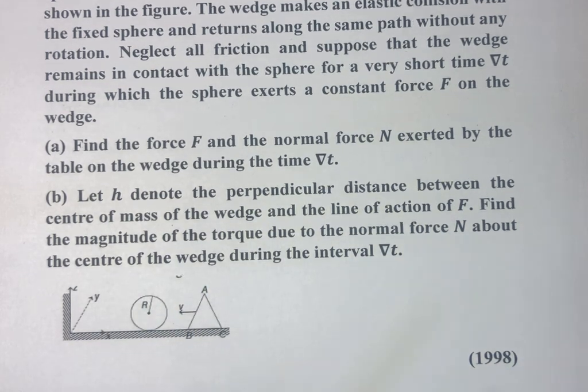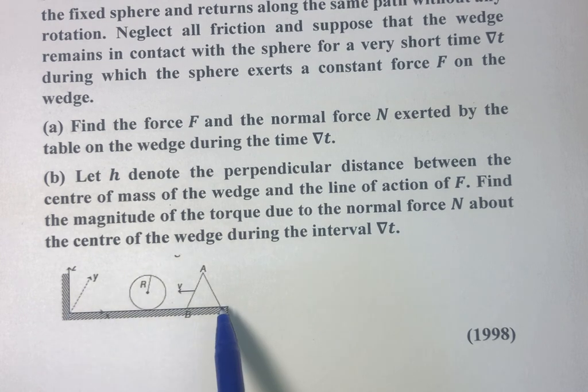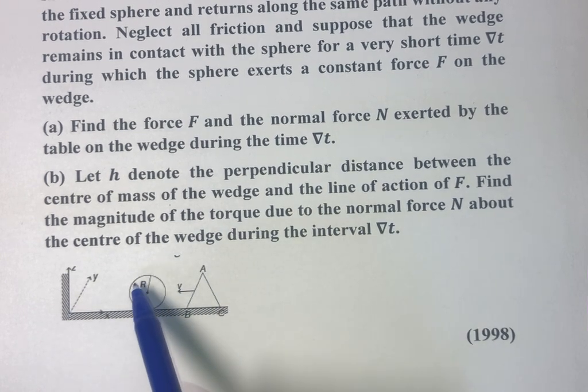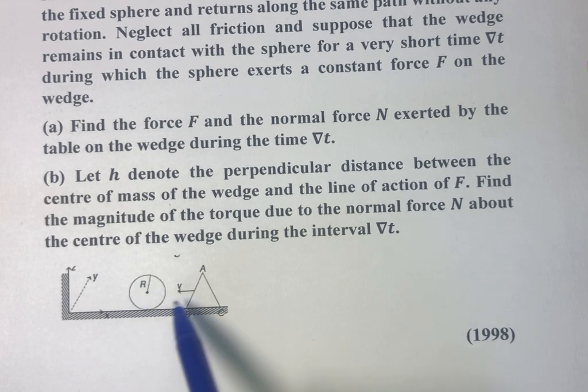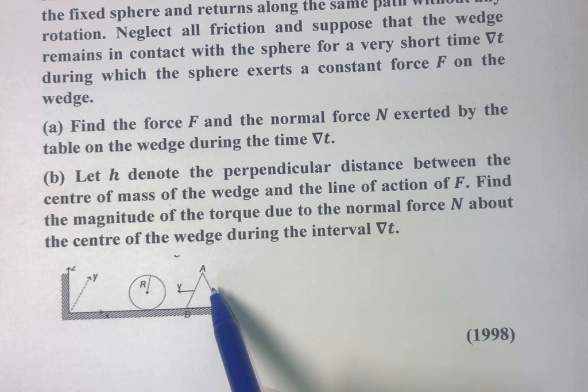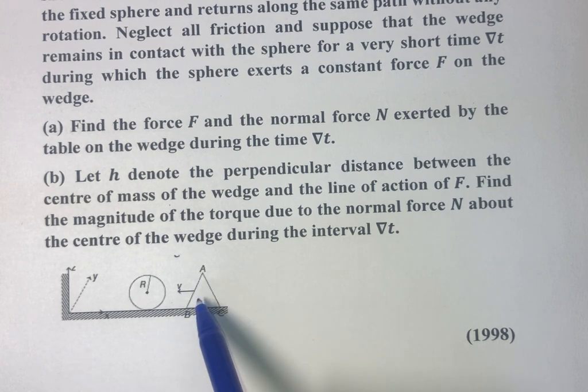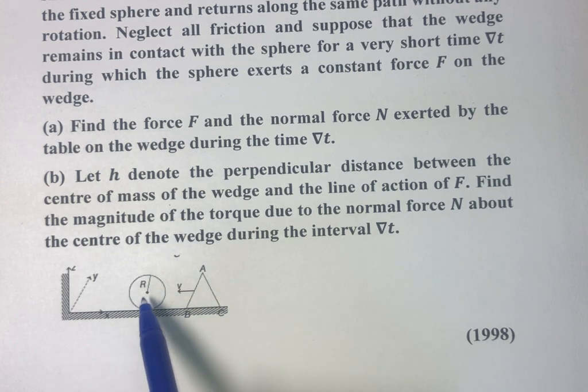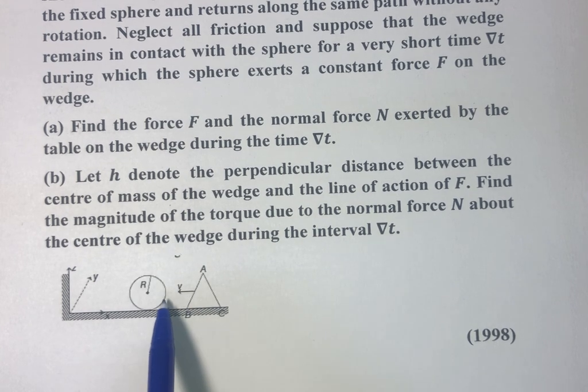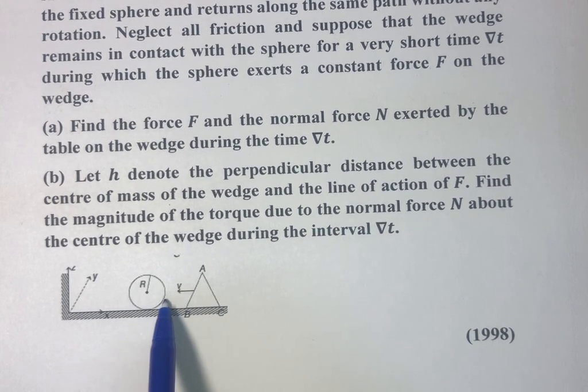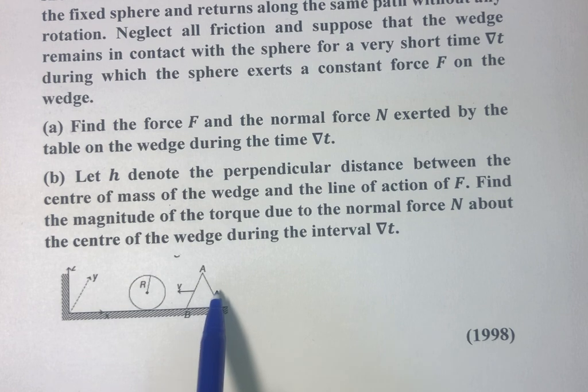So we have this table and a sphere of radius r, and this sphere is fixed, whereas this triangle, which is equilateral, is moving towards this fixed sphere with the velocity v, and then it makes an elastic collision with the sphere and returns back with the same velocity, and the contact between them is only for the time period delta t.